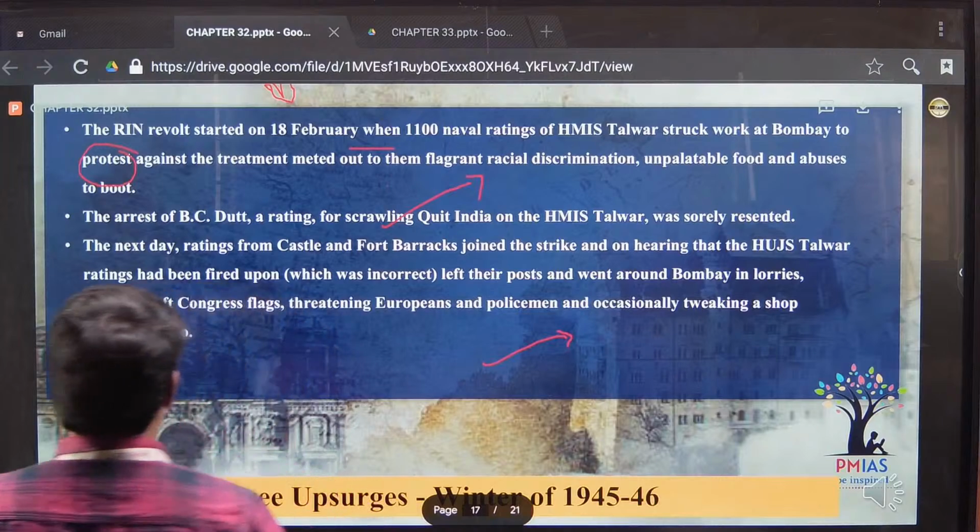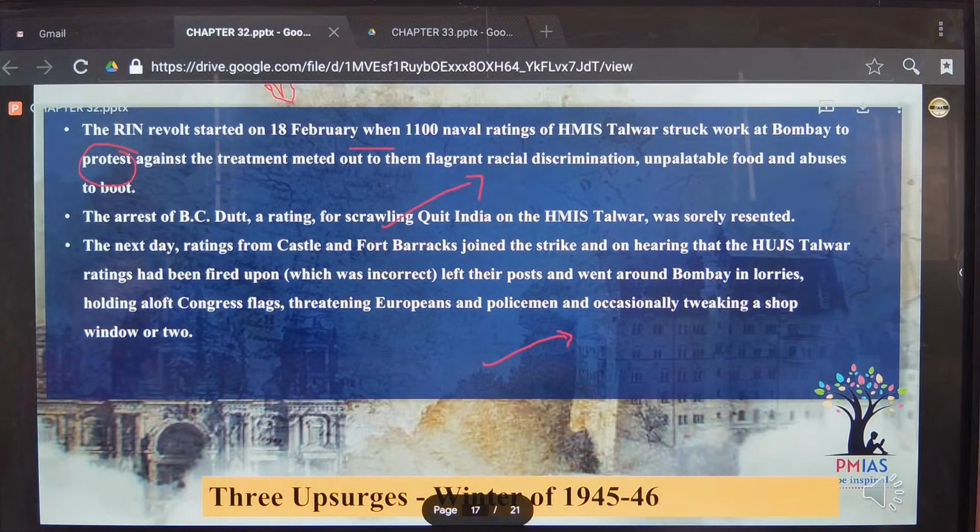So the 3 popular upsurges. That is the RIN Revolt, which starts on 18 February, and it takes place in Bombay. The persons working under the army were facing racial issues, ranking issues, and the domination of the higher officials over those of the lower rank. They were facing abuse in all forms as well as in the food. Okay. Next, the arrest of BC Dutt.